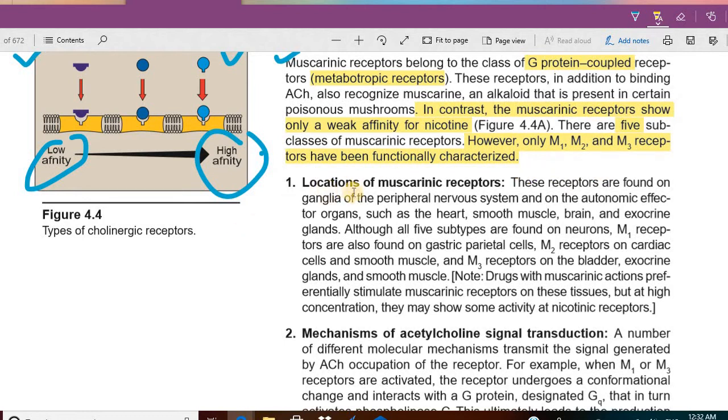These receptors are found on the ganglia of the peripheral nervous system and on the autonomic effector organs such as heart, smooth muscles, brain, and exocrine glands. Although all 5 subtypes are found on the neurons, M1 receptors are also found in the gastric parietal cells. So this is also an important point कि जो आपके M1 रिसेप्टर्स होते हैं वो गैस्ट्रिक पेराइटल सेल्स मतलब जो आपके स्टमक लाइनिंग जो होती है उसके अंदर पाए जाते हैं M1 रिसेप्टर और M2 receptor. These receptors are important to understand where the drug acts.